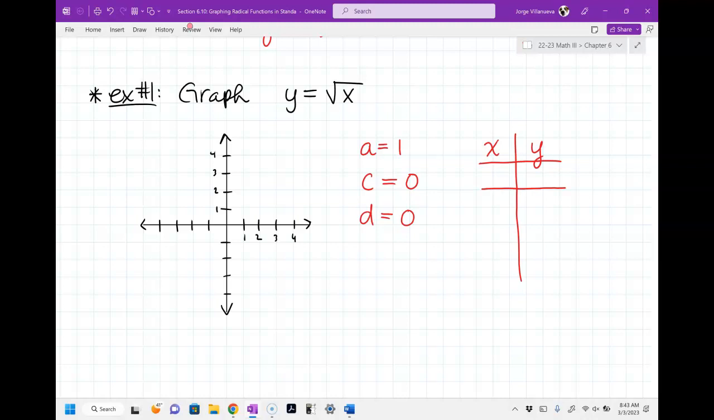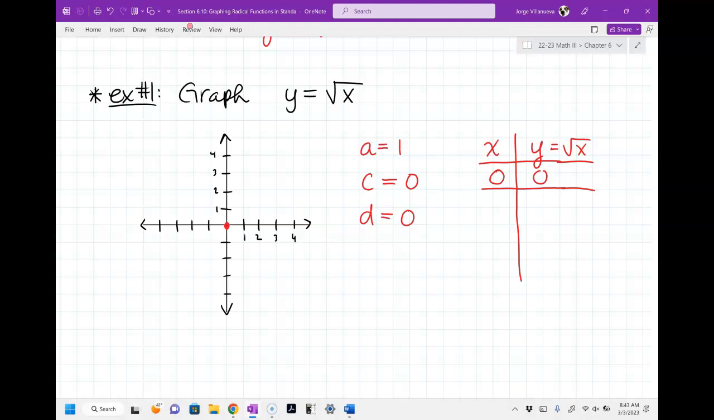So let me start with 0. If I get a 0 and I plug it into square root of x, right? So y equals square root of x. If I plug it in there, what's my answer? A 0. All right, so I'm going to put a point. 0, 0.